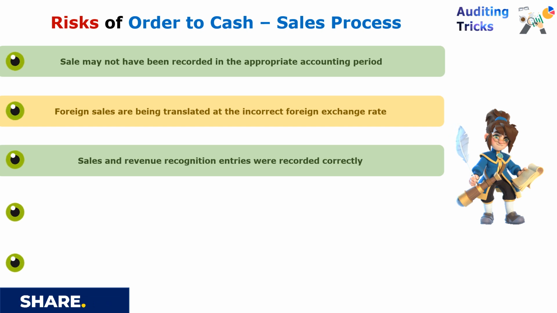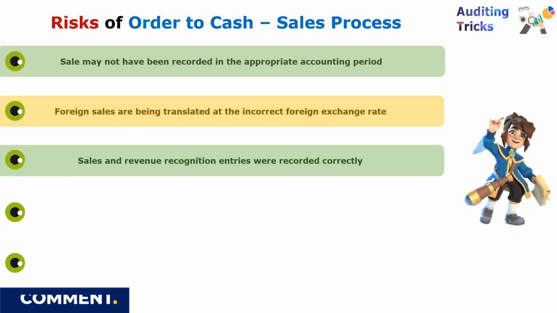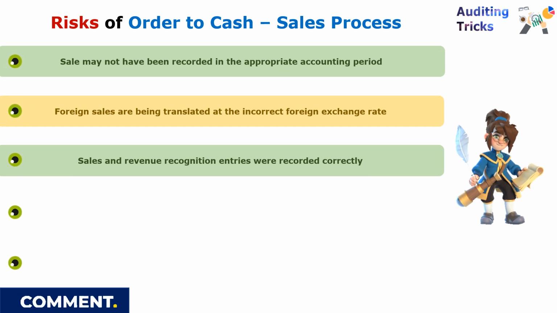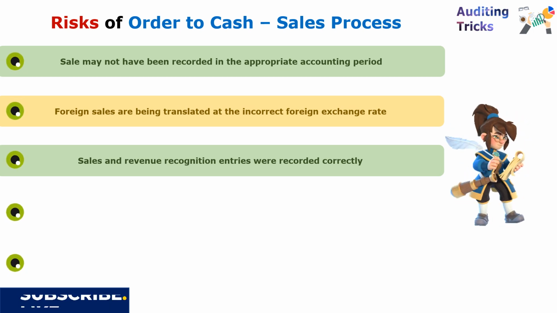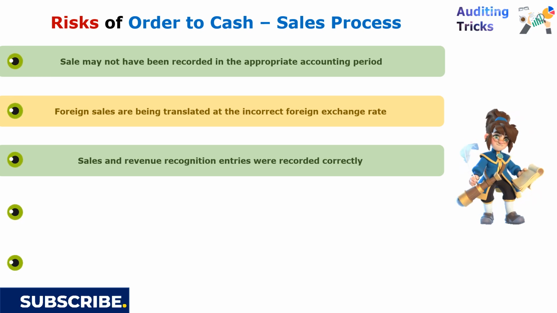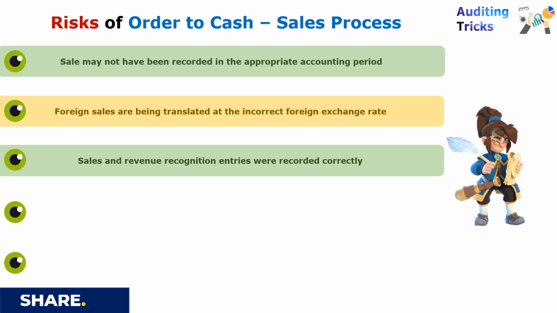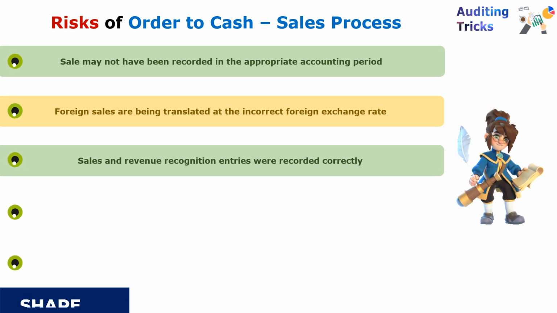Sales and revenue recognition entries were recorded correctly. Here we need to ensure that the revenue recognition entries were passed correctly in the accounting system. It is not a fraud risk and can be rated as a medium risk.